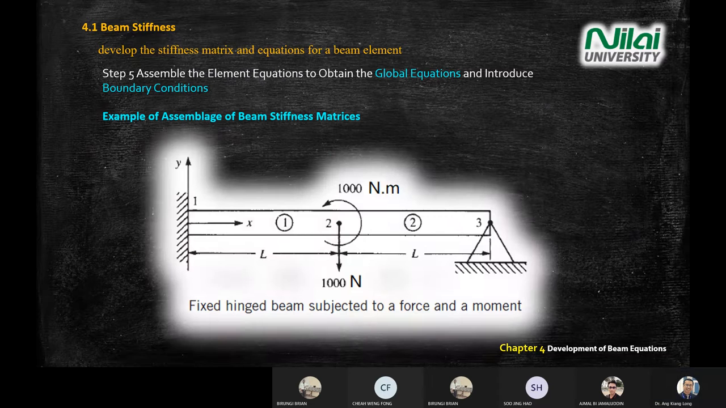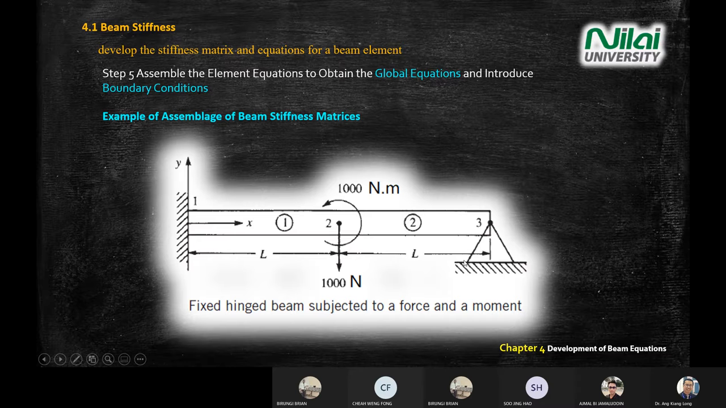All right. Let's look at one example. If you look at the screen here, you have a beam structure with a twisting moment at point number 2. You have three points: point 1, point 2, point 3. The reference axis will be at the center of the beam, so you have Y and X here. The length from point 1 to point 2 is L, and from point 2 to point 3 is L. So the total length of this beam will be 2L.